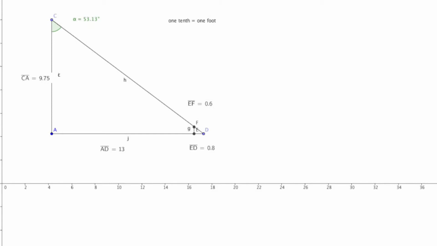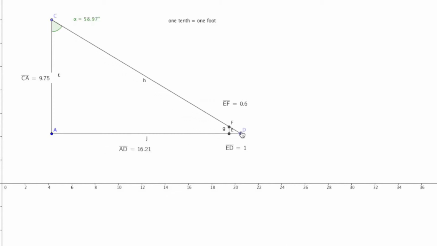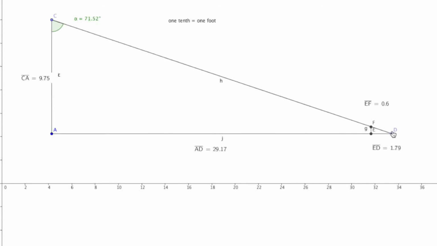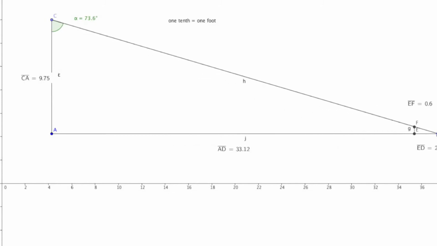In this example, the only thing that will be changing is the angle of the sun, which is shown in the upper left as alpha at 53.13 degrees. That would be this point right here. From there, if I were to take point D and stretch it out farther, as if the sun were starting to set, the angle would become larger and larger and larger. But as you can see, my height, segment EF, has not changed, and neither has the building's height at 9.75.